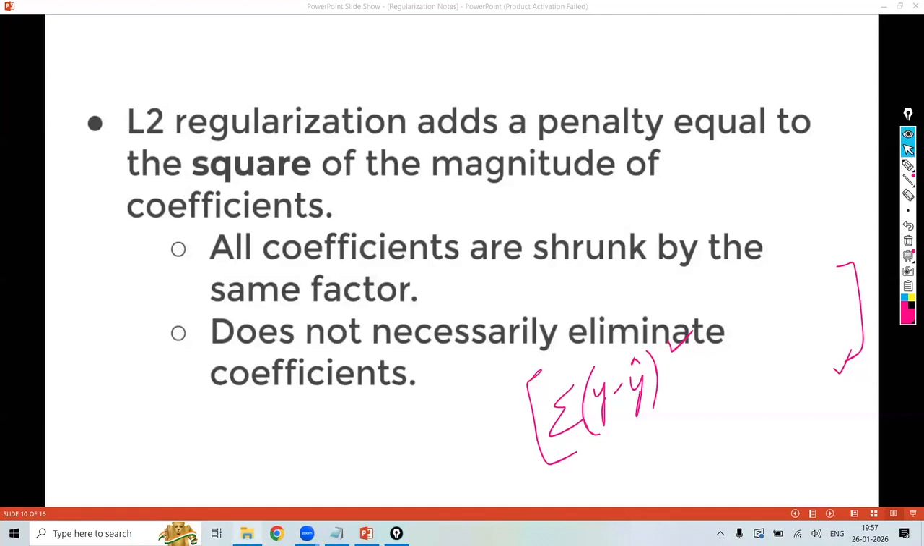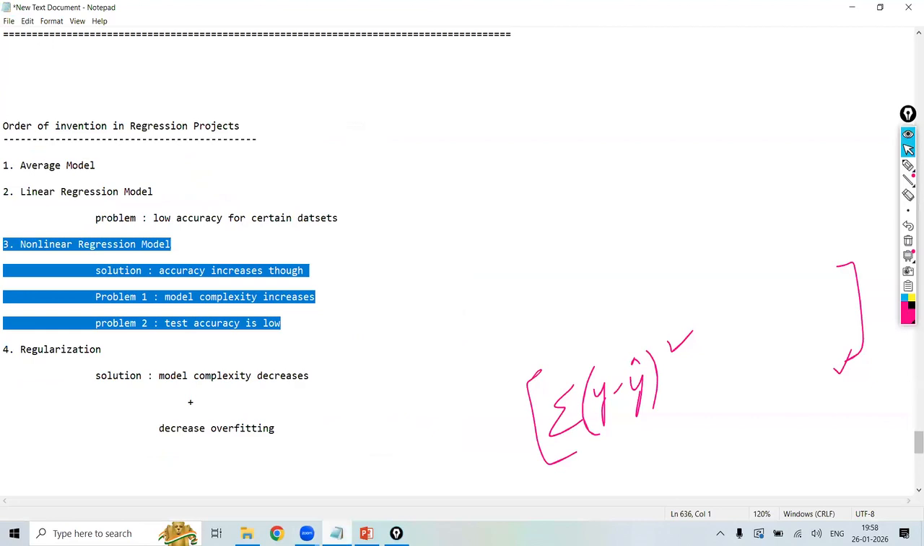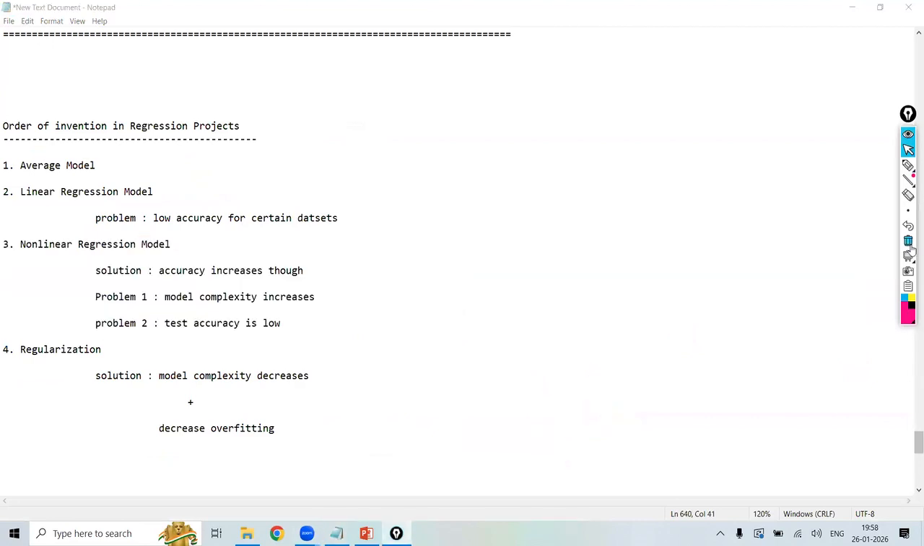So what data set was provided to me? In the next class, I'm going to show you. Here I have the data. I will take one data set. For the same data set, I will apply simple linear regression, polynomial regression, lasso, ridge, and elastic net. All of them I'm going to apply on the single data set. That is what is called a capstone project. Is the point clear?